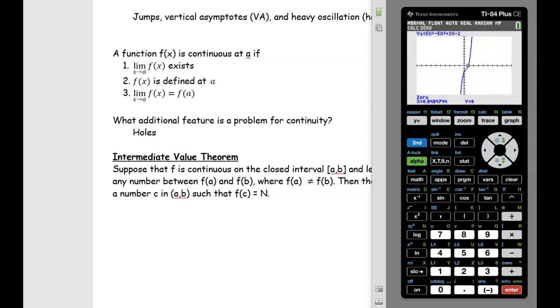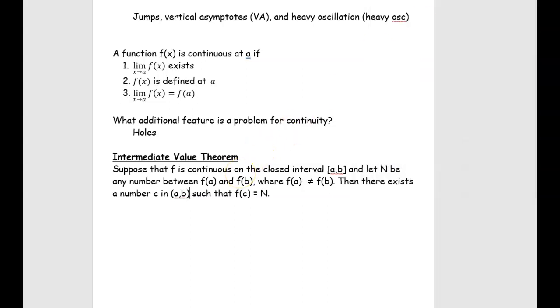It says that if f is continuous on the closed interval from a to b, and let n be any number between f of a and f of b, so those are y values between f of a and f of b, where they're not the same, then there's a number c in the open interval (a, b) such that f of c equals n. Well, that's what we're doing when we're looking for a 0 here.